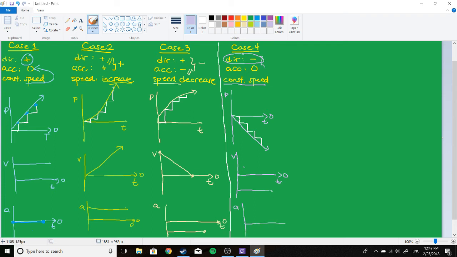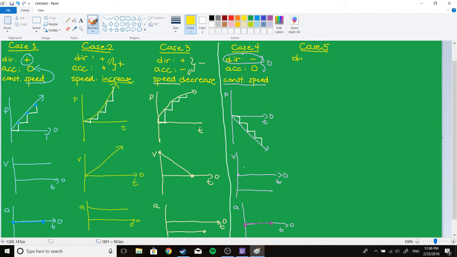That's it. And for acceleration time graph, negative times 0 gives you 0. So simply a straight line at a equals 0. Okay? So that's case 4. Case 5.